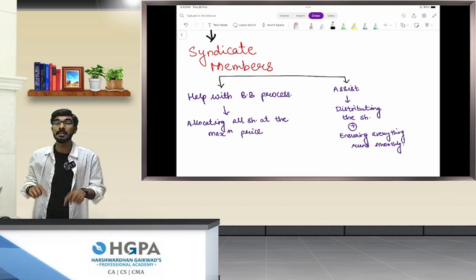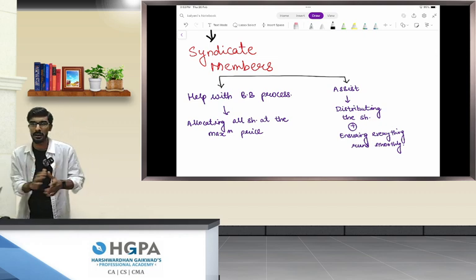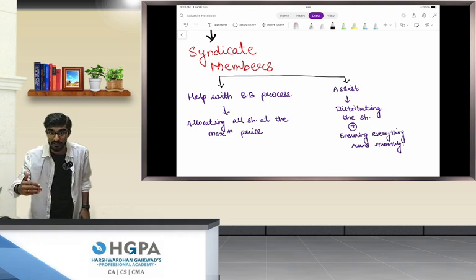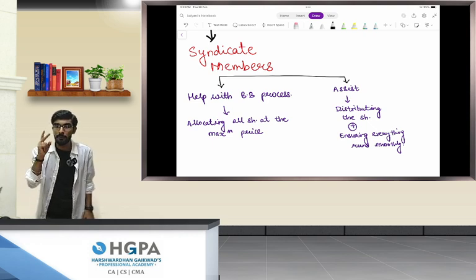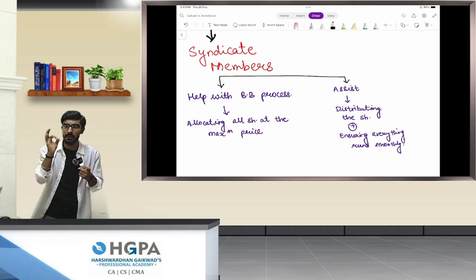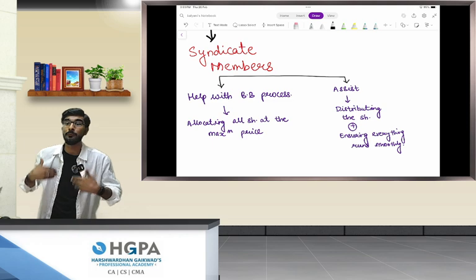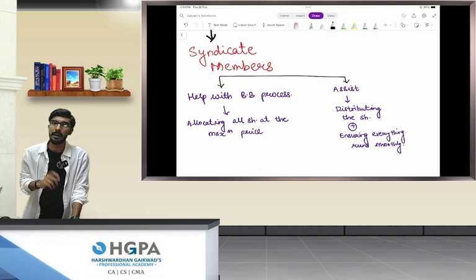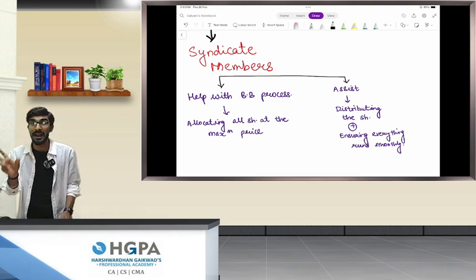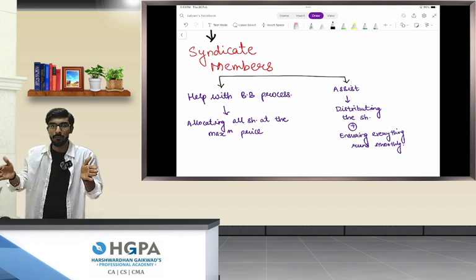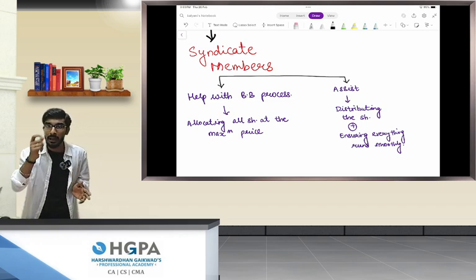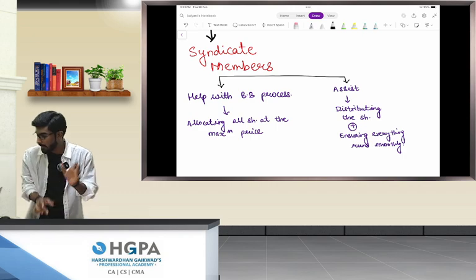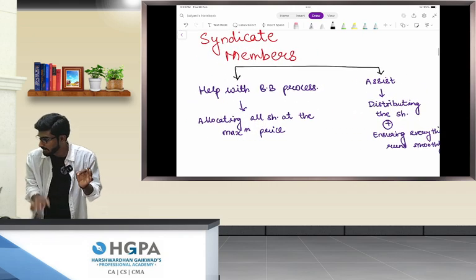Syndicate members help with the book building process. Basically, if an issuer wants to fix the price of shares which the public will be purchasing, there are two ways of identifying the price. Number one, you give a fixed price. Let's say I am issuing 1 lakh shares at rupees 100 each, fixed price. Or number two, if I don't know what my price will be, I will give a price range like 80 to 150. Between these 80 to 150, people will bid and the price will be determined based on the demand. We will understand this book building process. For now, let's understand the syndicate members.